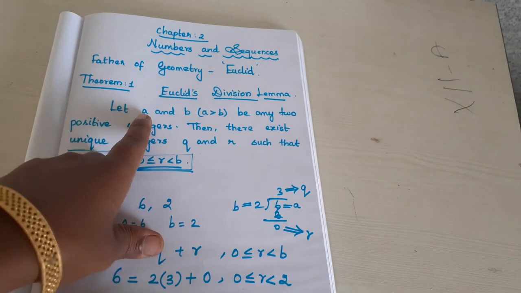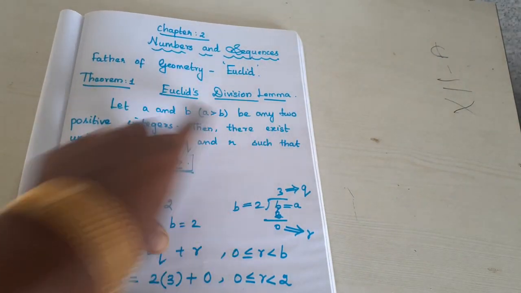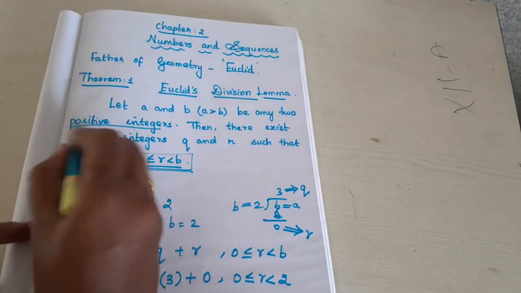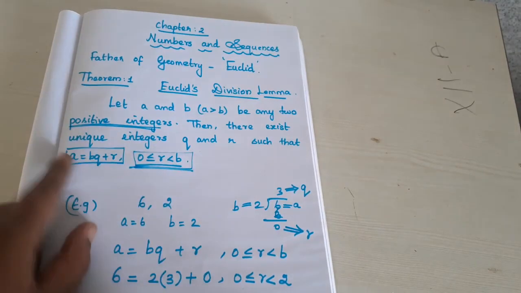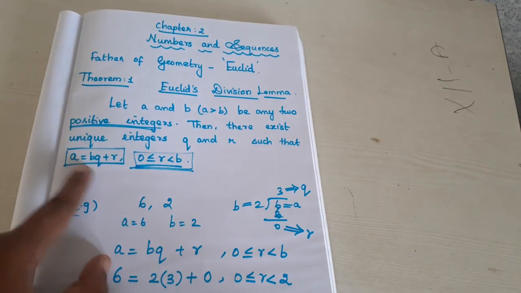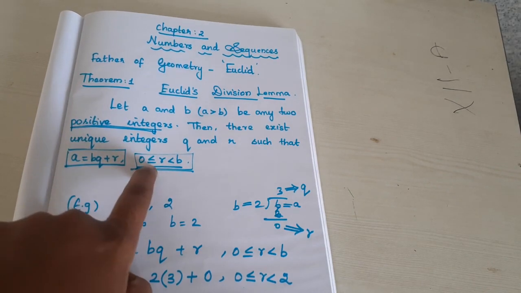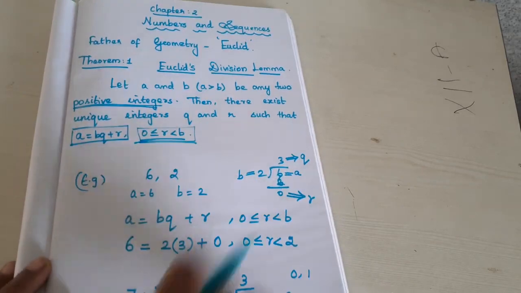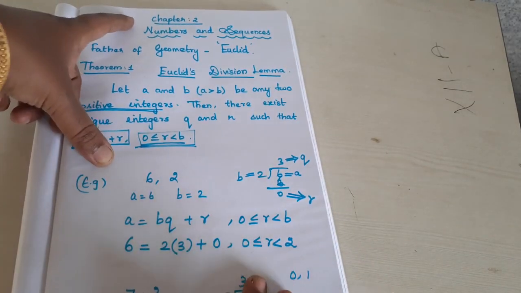So again tell, what is Euclid's division lemma? If we take two numbers a and b, a should be larger than b. Let them be any two positive integers. This is very, very important. They should be positive integers. Then there exist unique integers q and r such that a is equal to bq plus r, where 0 less than or equal to r less than b. And this is the explanation, and these examples you can write for rough work, and this concept you need to copy in your note.